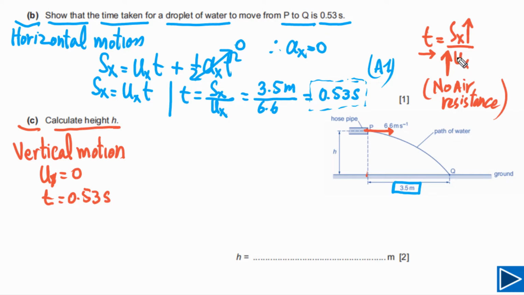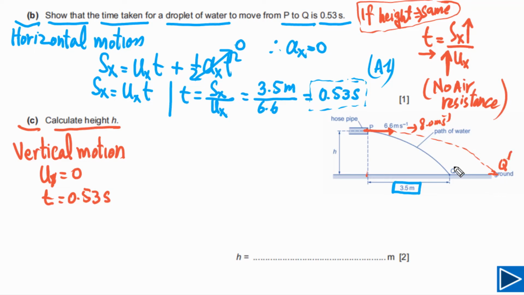If there is no air resistance and you increase Ux, Sx will increase, but time taken will stay the same if the height is the same. Means we don't change the height, time taken will be the same if we change the horizontal component of velocity. Imagine that in this case we increase this velocity to 8.0 meters per second. So the horizontal displacement will increase. So maybe the ball will reach this point. We can say this is Q prime. But time taken will still be the same because it is independent of the horizontal component of velocity. Very important point. They can ask you this one next time in a different way.